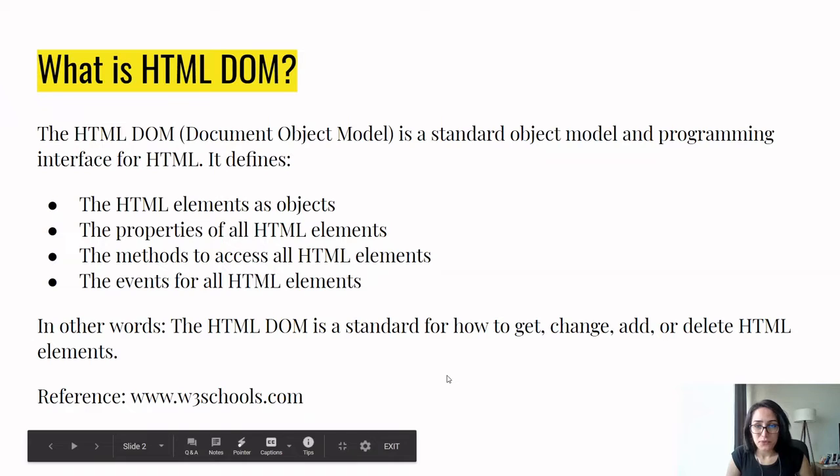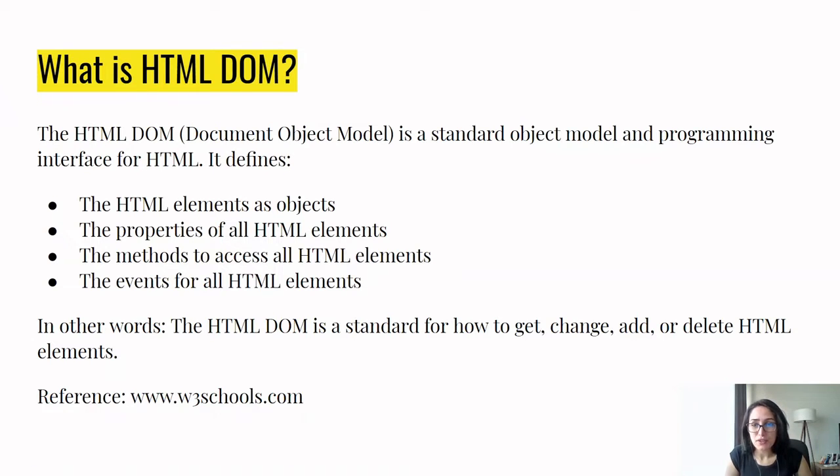HTML DOM is a standard object model for HTML, which means that HTML elements are defined as objects. So we can set properties, we can change those objects, and we have methods to access all the HTML elements and their events. In other words, the HTML DOM is a standard for how we can get, change, add or delete any HTML elements.